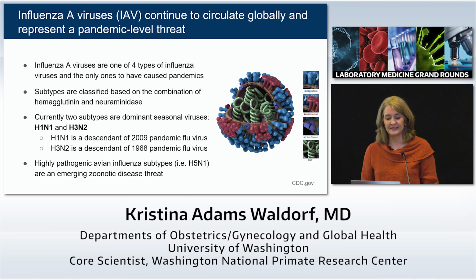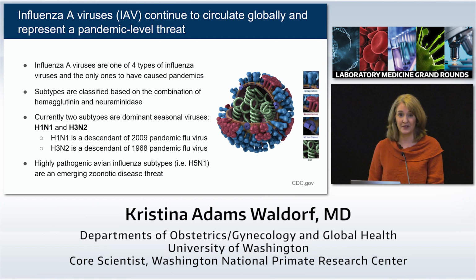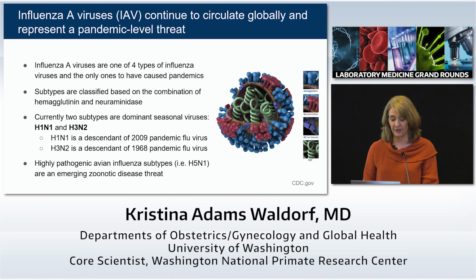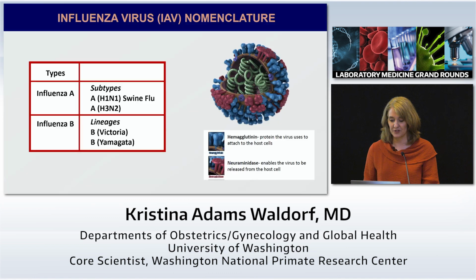So influenza A viruses circulate globally. They're always a pandemic level threat. There are 4 types of influenza A viruses, and these are the ones that cause pandemics. Subtypes are classified based on the combination of hemagglutinin and neuraminidase, which are the blue and red little molecules on the surface. There are currently 2 subtypes of dominant seasonal viruses, H1N1 and H3N2, and I'll talk a little bit more about those. There's also a highly pathogenic avian influenza subtype, H5N1, that you probably have seen in the news recently, and it's an emerging zoonotic disease threat. We'll talk more about that.